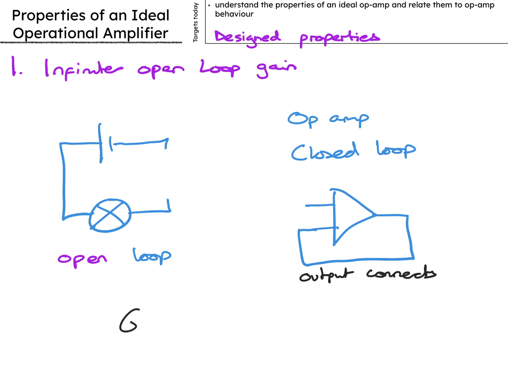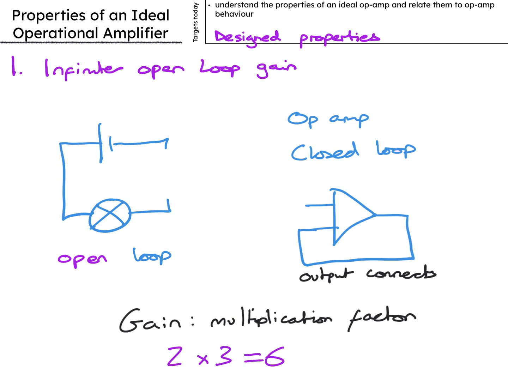The gain of the op-amp is how much it multiplies the input by to give an output. If the input is 2 volts and the output is 6 volts, the gain is 3. 2 times 3 equals 6. If the input is 2 volts and the output is minus 20 volts, the gain is minus 10. 2 times minus 10, minus 20. For an ideal op-amp, the open loop gain is infinity.